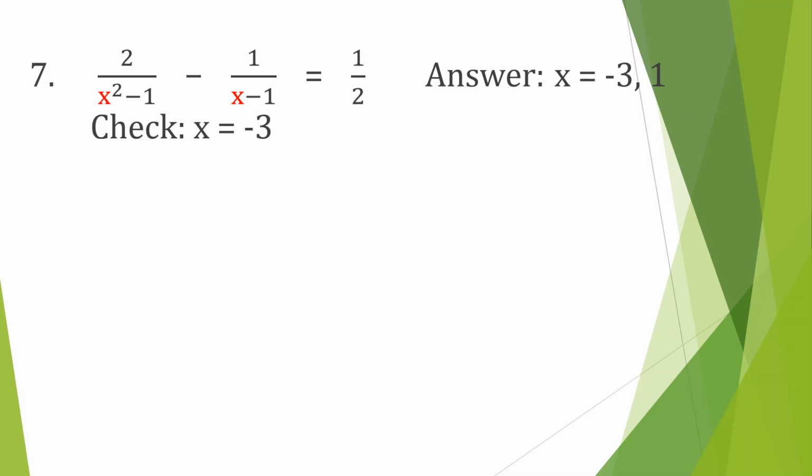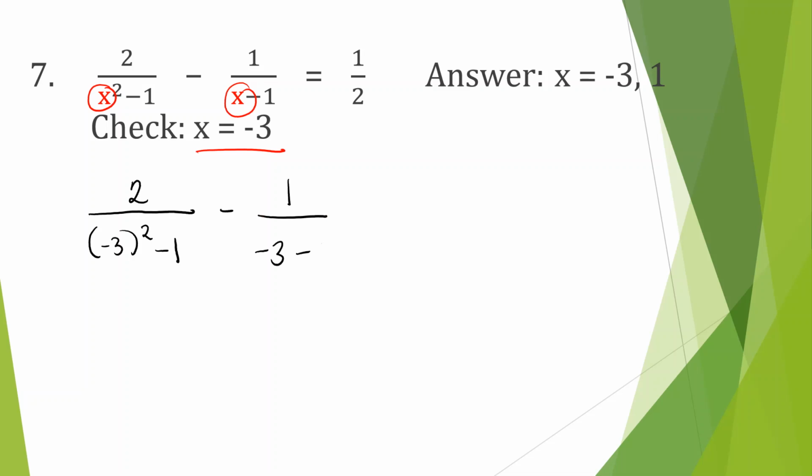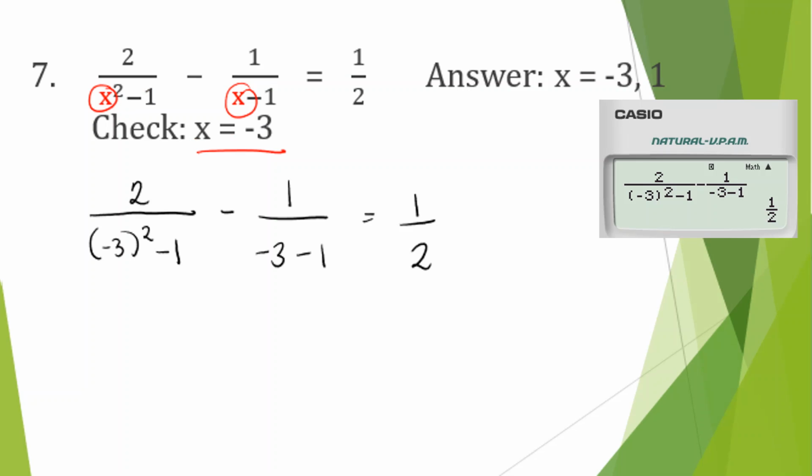Let us check our answer. Let us substitute the value of x in the given equation. Let us start with negative 3. So this will become 2 over the square of negative 3 minus 1, minus 1 over negative 3 minus 1, is equal to 1/2. Let us use a scientific calculator. So we have 1/2 is equal to 1/2. Since they are equal, therefore, negative 3 is a solution to the equation.